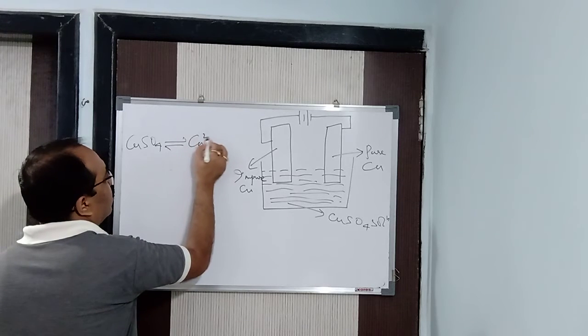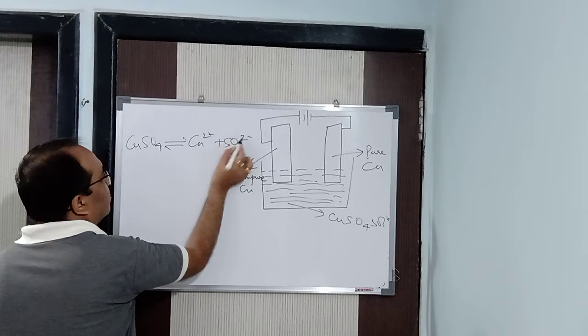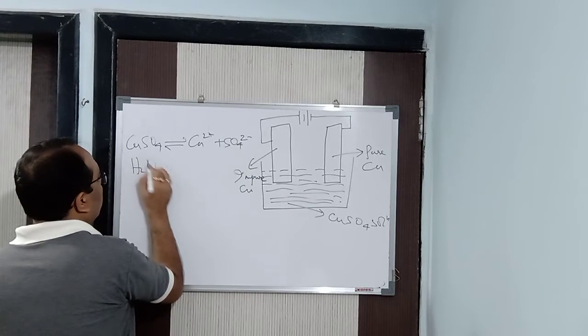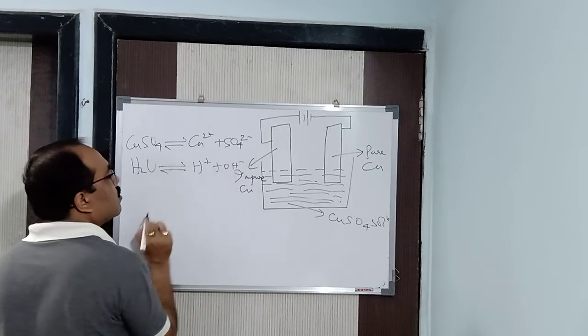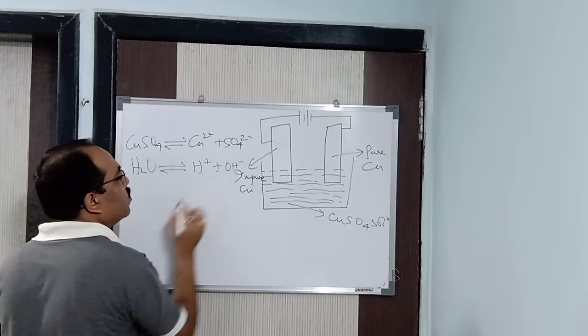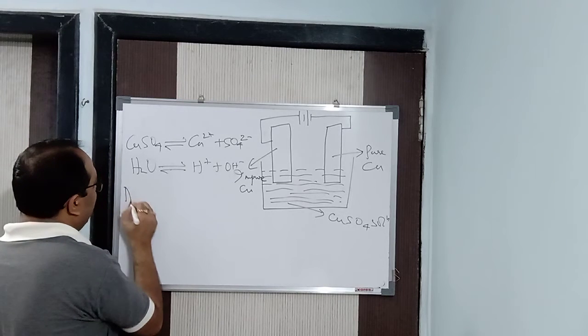CuSO4 will dissociate to give Cu2+ and SO4 2-. The solution means water, which will dissociate to give H+ and OH-. Fine, H+ and OH- you are getting. Now, what I said here, at the cathode.